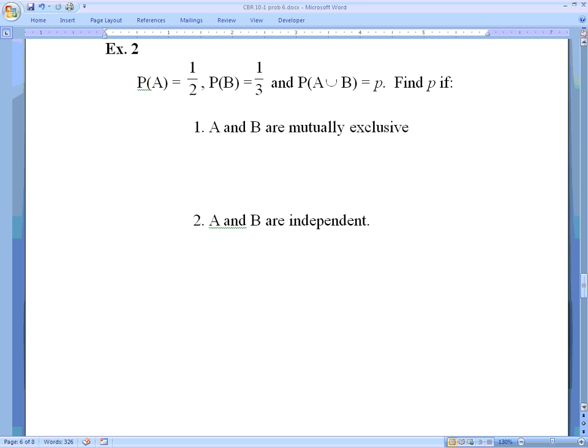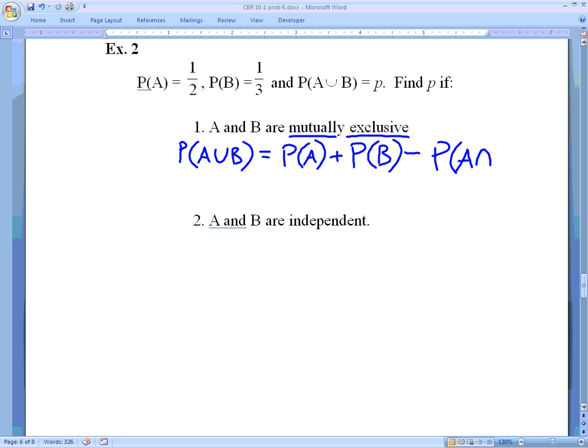So I see the keyword mutually exclusive. The first thing I'm going to do is write down the mutually exclusive combined events formula. The probability of A or B is equal to the probability of A plus the probability of B. Now, if this was the normal combined events formula, we'd also subtract the probability of A and B, but we know that if they're mutually exclusive, that is 0. And again, the formula packet already has it shortened like this. So that's our mutually exclusive formula.